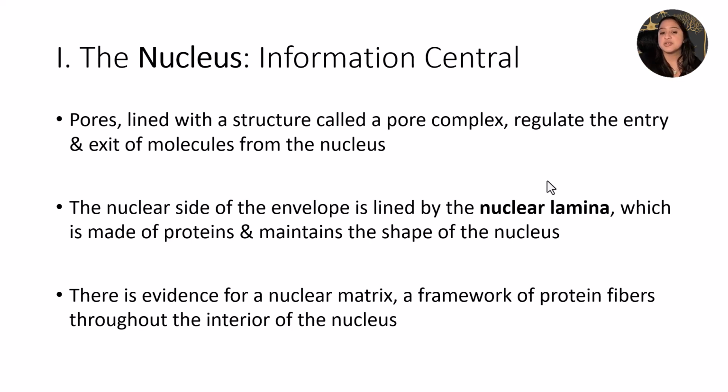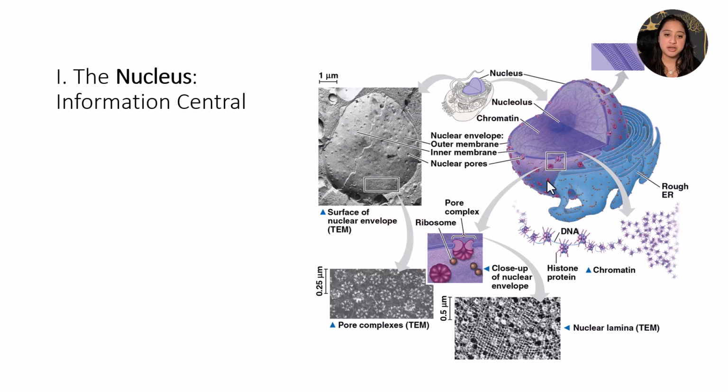And notice how it says there's evidence for, so there are still some things that we're still learning about the cell. If I come back to this picture, you see that pore complex, and that is what makes those little pore holes. This is a TEM image of a nucleus, and you can see the pores. If we zoom in, they're not just little holes, they're these complexes that make up those pores. And then on the inside is the nuclear lamina.